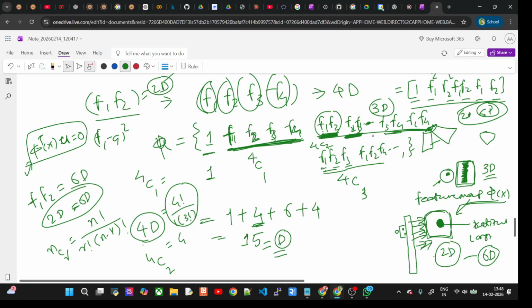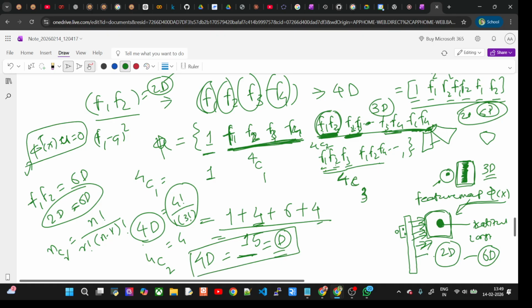But now it is higher dimensions, so I'm not interested in everything. I'm just considering till 3 dimensions only. So f1 f2, and from this I am taking 4c2, like this 1 2 3, out of 4 I am taking 2, because of f1 f2. And later on f1 f2 f3, they are also having 4c3, and from this I am getting 4. If I do this addition, it becomes 15. So 4D is now projected to 15D.